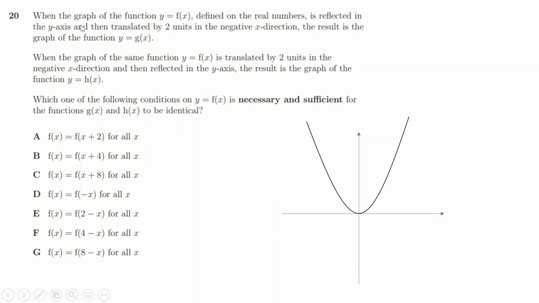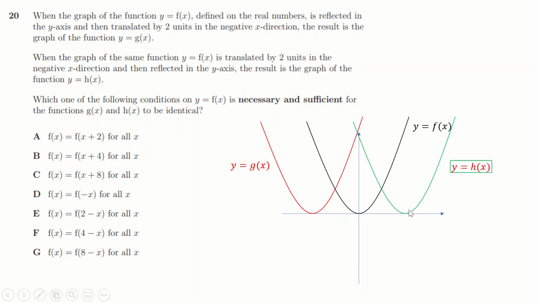I'm going to reflect this graph in the y-axis. Well, nothing happens if I do that. And then I'm going to translate it 2 in the negative x direction, and it ends up there. So that's going to be g of x in this example. The other way that I'm going to do it is translate 2 in the negative x direction, so move it first, and then reflect it in the y, so it ends up going over here, and that's going to be my h of x.